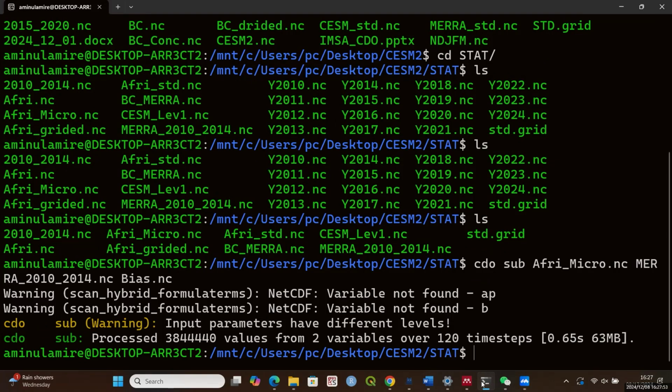This is single level. Spatial resolution should be the same. Time period should be the same time period, for example 2010 to 2014. Then if it's a model, your standard data should also be the same. I hope you can understand this idea.